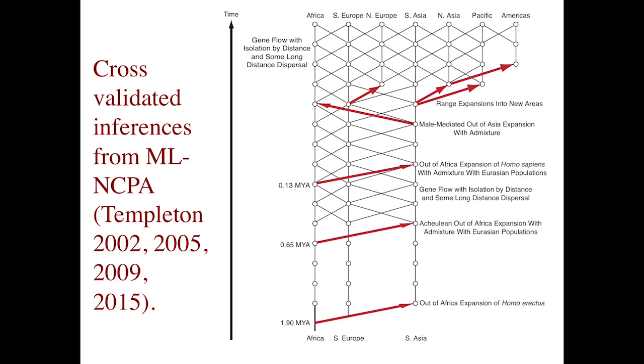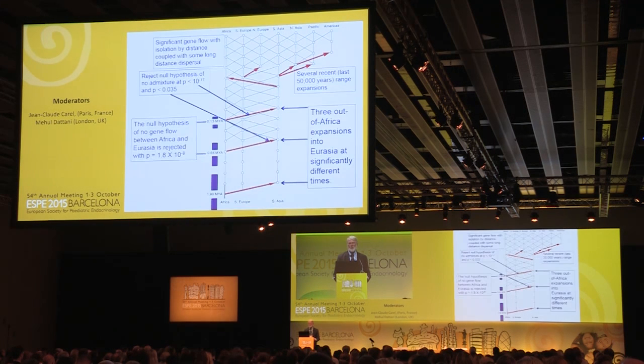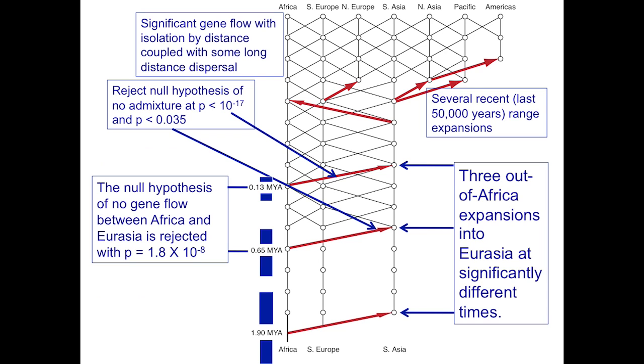After that, there's a lot of gene flow, and then more recently, there were expansions in the last 50,000 years into northern Eurasia, the Pacific, and finally the Americas. And one of the things I want to emphasize is just the admixture.